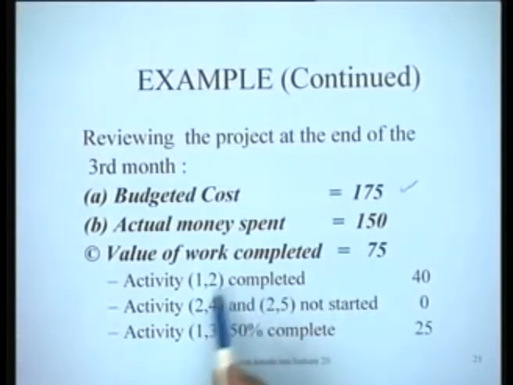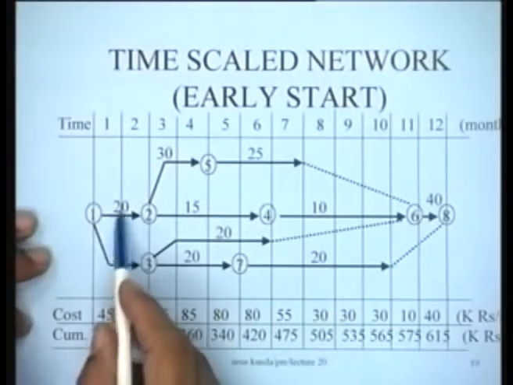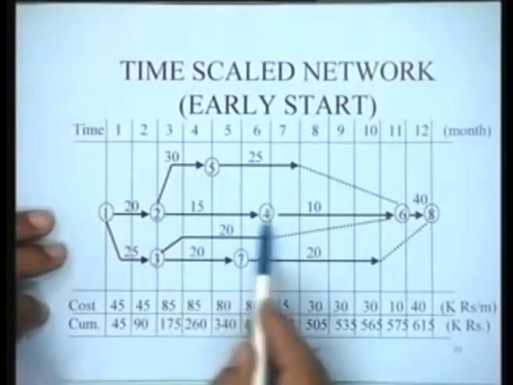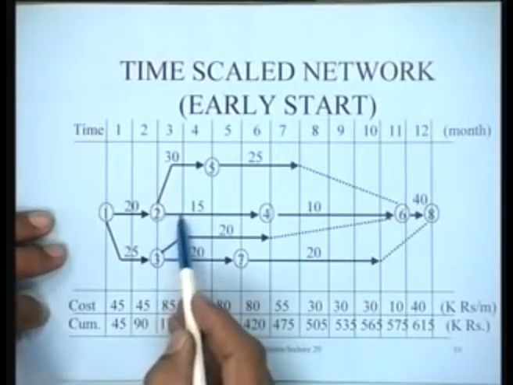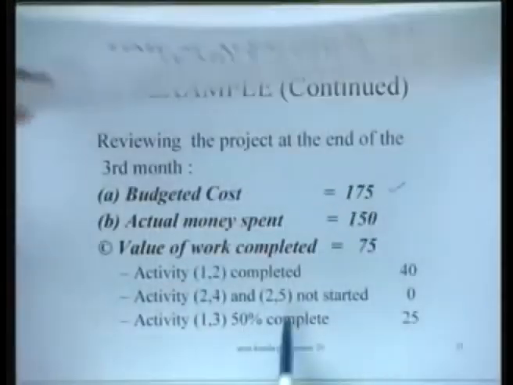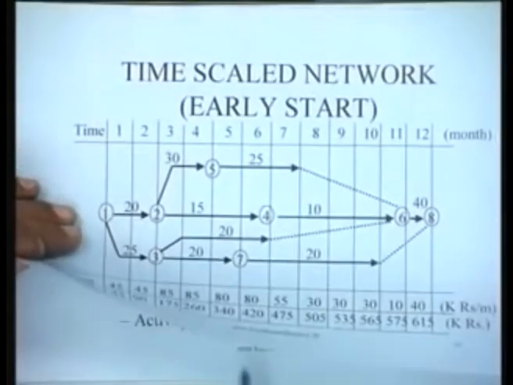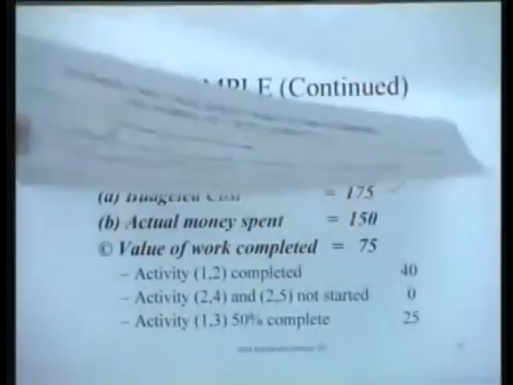And as per plan, activity 1-2 has a cost of 40. And we have said that activities 2-5 and 2-4 have not yet been started, whereas they should have been started by the end of the third month. We should have done this much and this much of these. So, these are not yet done. And activity 1-3 is this one, and this is only 50% complete. Out of 2 months' worth, it's only 50% complete.